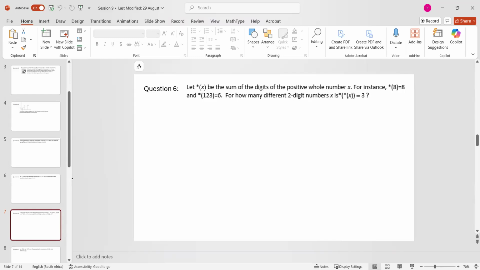Now you have to remember what star is. Star takes a number into the sum of the digits of that number, right? You have to digest that properly. Because in this question here, you've got double star. You've got star of star x equals 3.